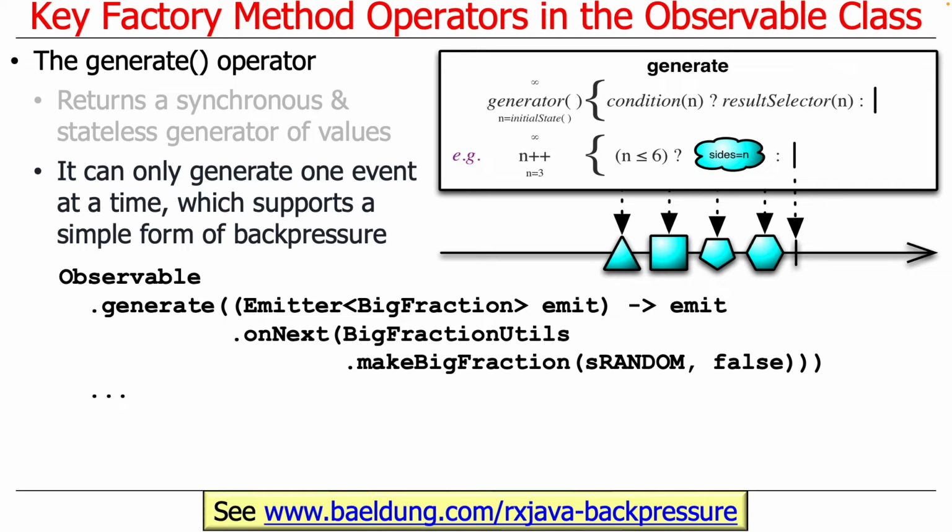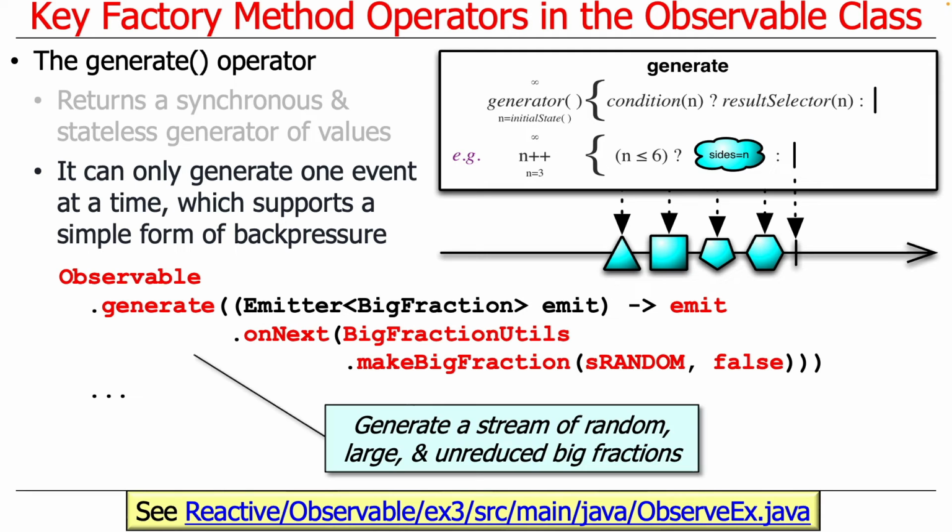The generate operator has an interesting characteristic in that it can only generate one event at a time. And that allows it to provide a very simple form of back pressure because it's just doing one thing at a time as opposed to multiple things. So here's a very simple example that will demonstrate the use of an emitter. You can see here what the emitter does is it calls the onNext method, generating a random big fraction that's not reduced. And every time generate calls back to that lambda expression, it'll call that particular operation and get a new unreduced big fraction.